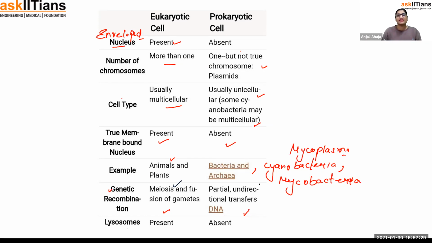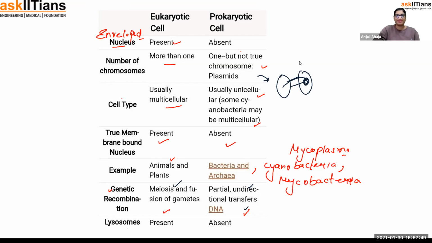But in prokaryotic cells, there is no such phenomenon, only partial unidirectional transfer of DNA. One cell will be connected to another, a tube-like structure will be formed, and DNA will be copied into the next cell. That's how it happens. They don't show the phenomenon that I just explained. And now I suppose everything is clear to you.